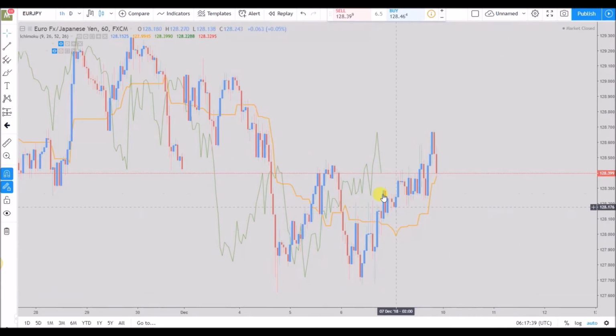Okay, this one, as you can see, they're not consistent. So one of my main things when I'm trading is consistency.